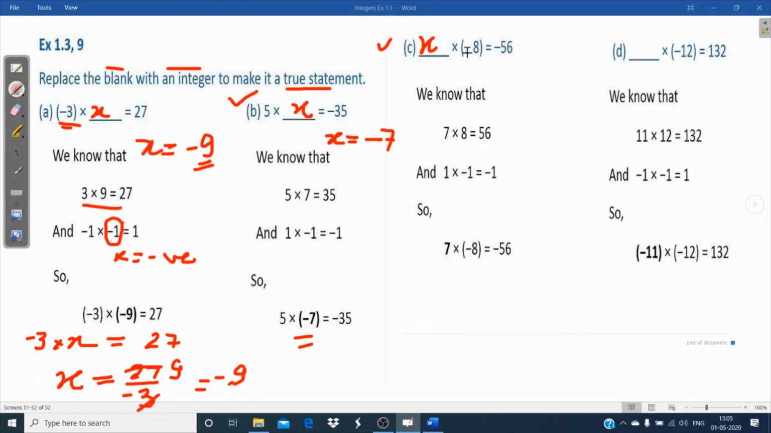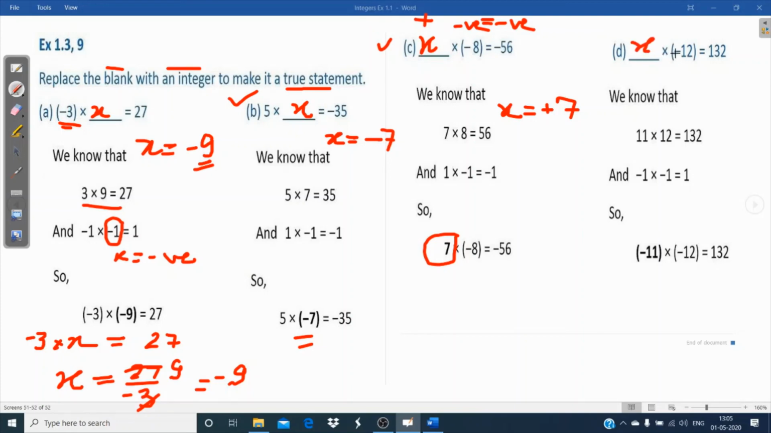Now you remember, now you see this thing, student. You need a negative integer and already one integer is negative. So this x should be positive. Then only plus minus will give you a negative integer. So we got one hint: this x should be a positive integer. Now 8 sevens are 56. That's why this x should be 7. That's why this x value is 7.